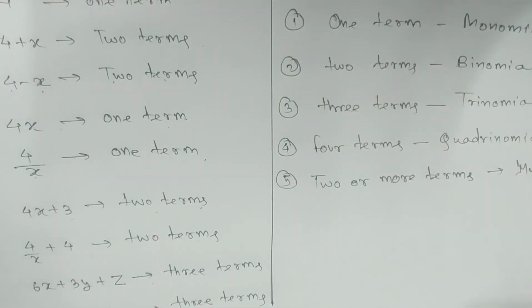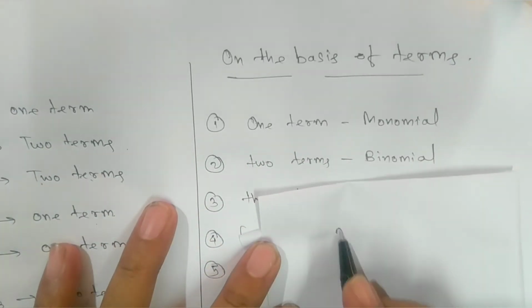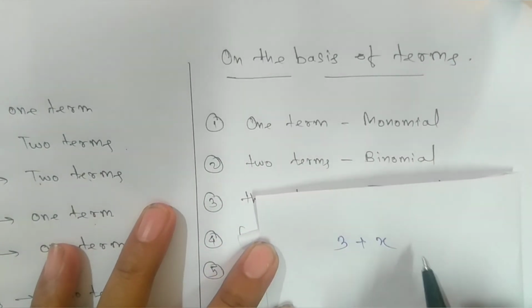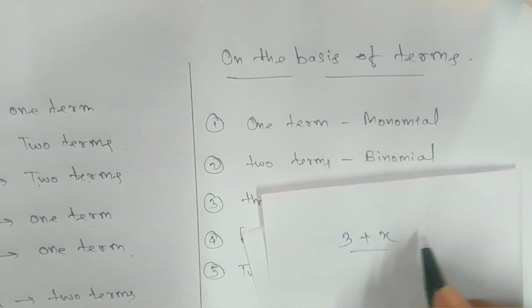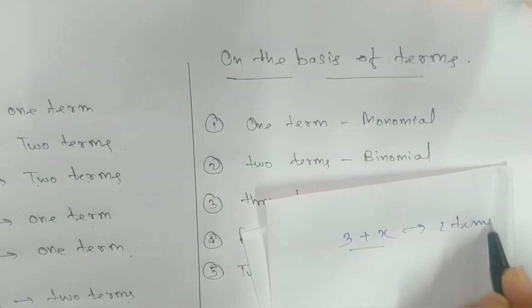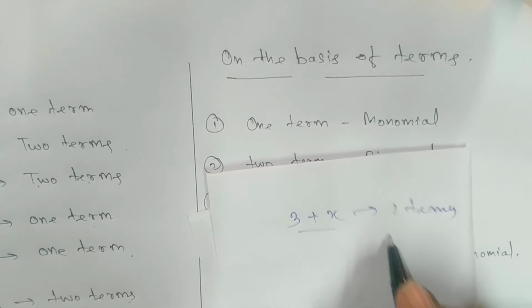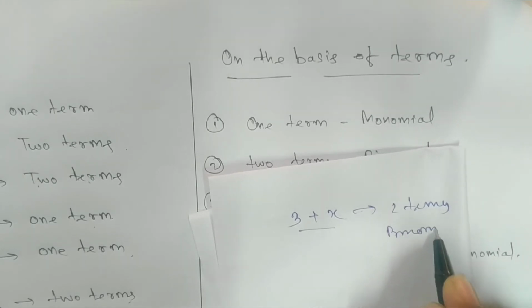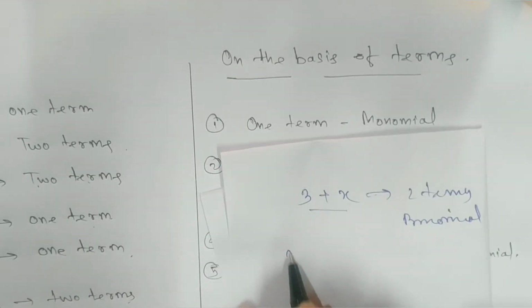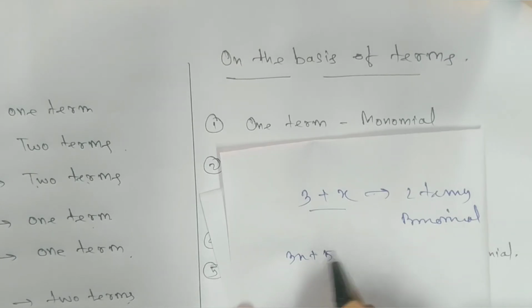Let's discuss a little bit about it. Now if I give you 3 plus x, how many terms are there? 2 terms. That means what type of algebraic expression is it? Binomial. Remember. Now let's take 3x plus 5y. How many terms are there?